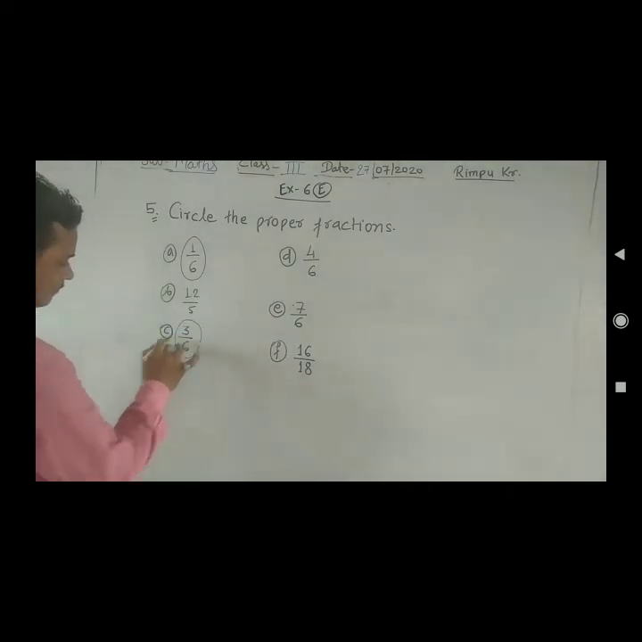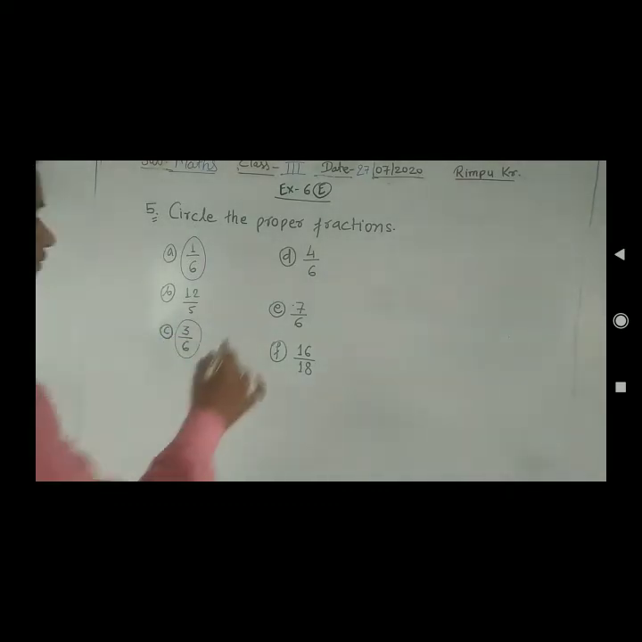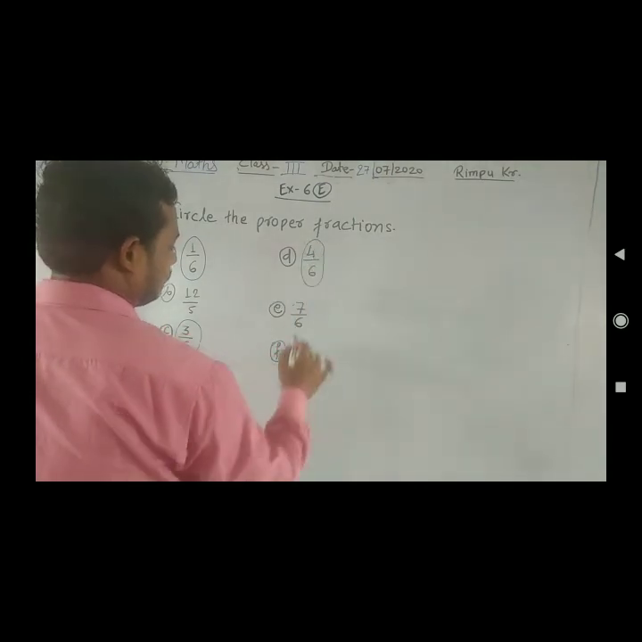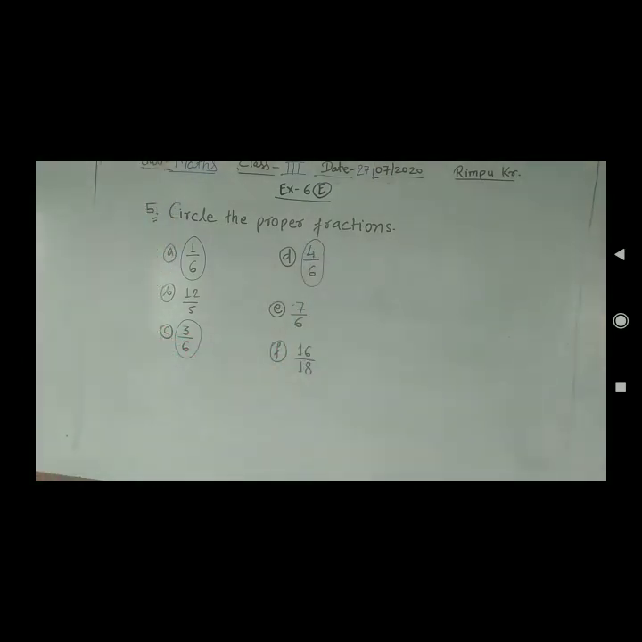Once again guys, check exercise 5e. In question 5e, the numerator is 7, the denominator is 6. That means what? The numerator is greater than the denominator. That means it is not a proper fraction.